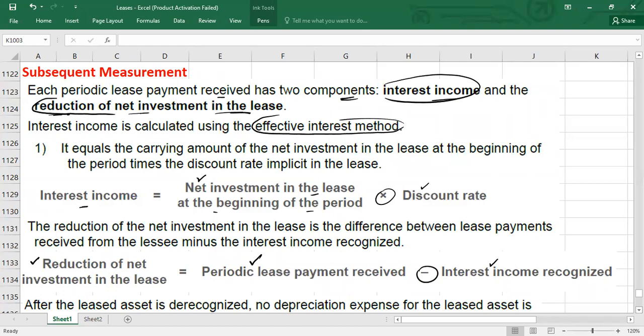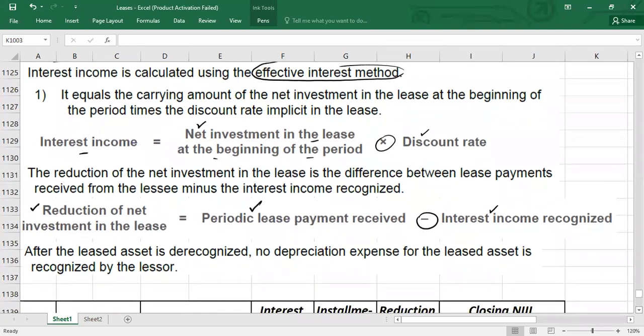And guys, you should also remember, because as a lessor in the sale type lease we have already derecognized our asset, we will not charge any more depreciation.